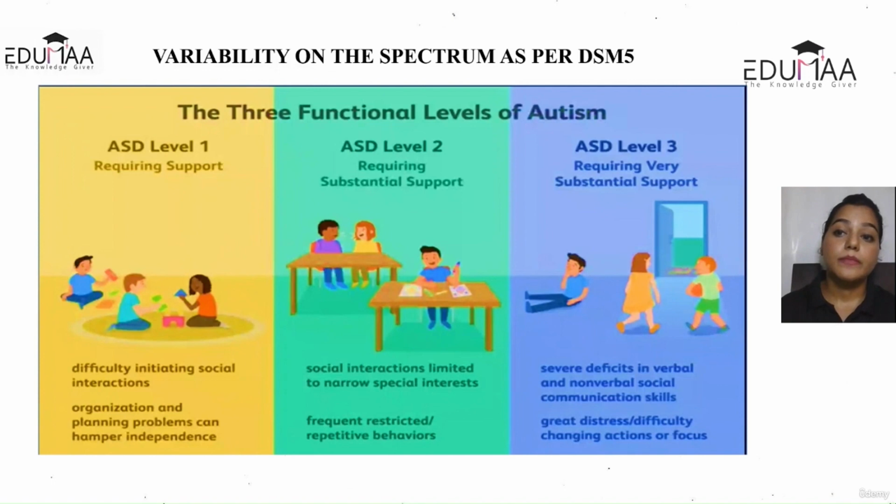And then comes level 3. Level 3 is where they require very substantial support. They have severe deficits in verbal or non-verbal social communication skills, and they may have great distress and difficulty in changing actions. They may have difficulty focusing on specific things. This is where they require substantial support from our side and intensive intervention support from specific therapists.